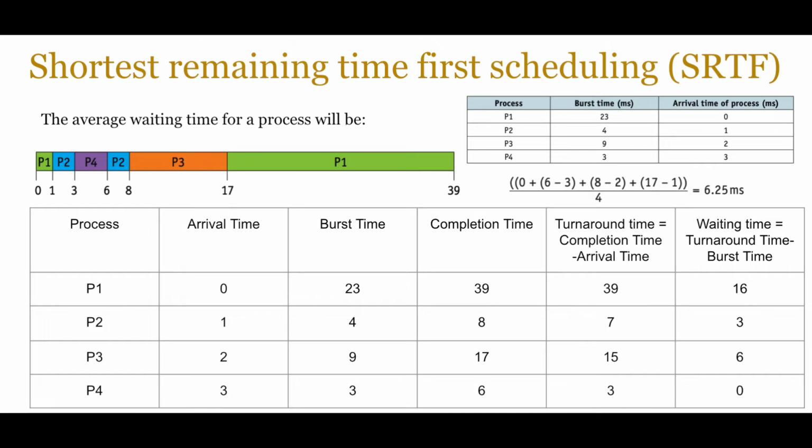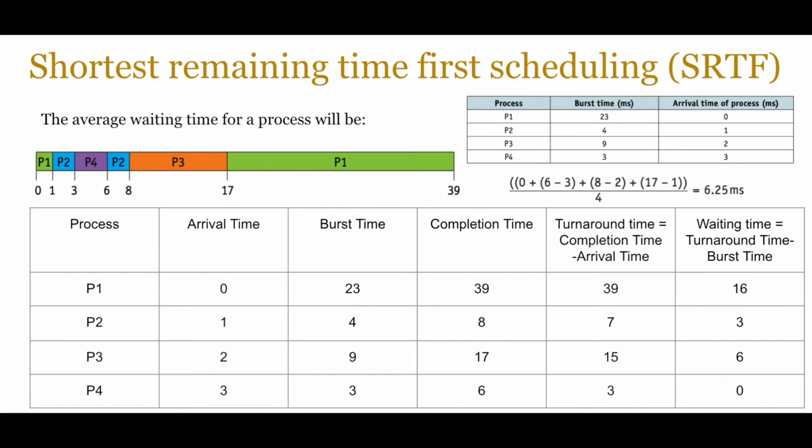arrival time. So for P1, it's basically 39 minus 0, which gives you 39. For P2, it's 8 minus 1, which gives you 7, and so on. And finally, once you work out the turnaround time, the waiting time is simply the turnaround time minus the burst time. So for P1, it's 39 minus a burst time of 23, which gives you 16. For P2, it's the turnaround time, which is 7, minus 4, which gives you 3, and so on.